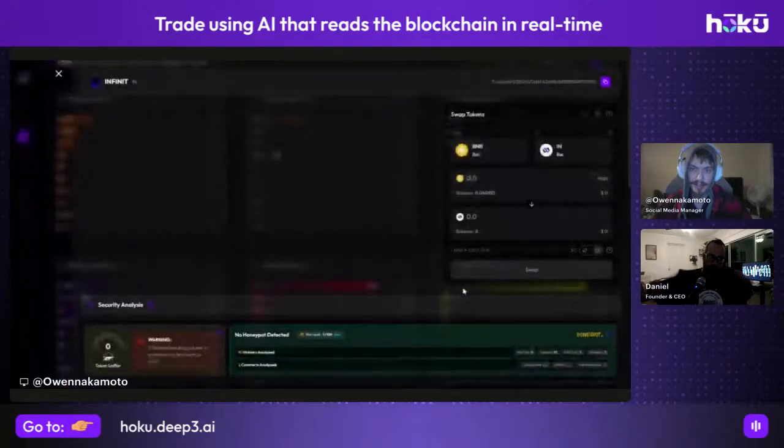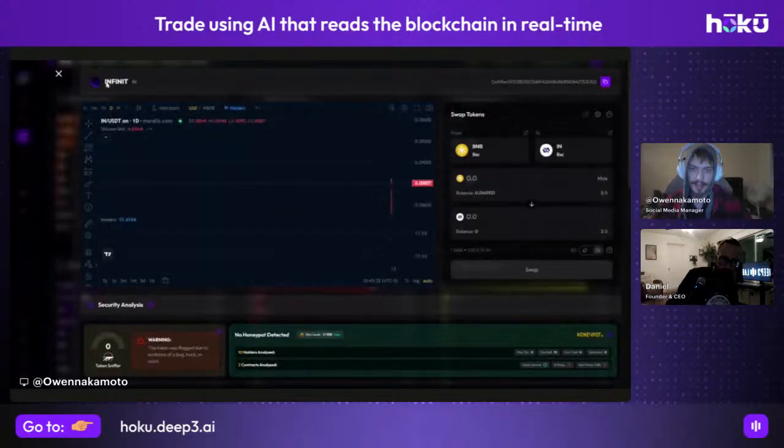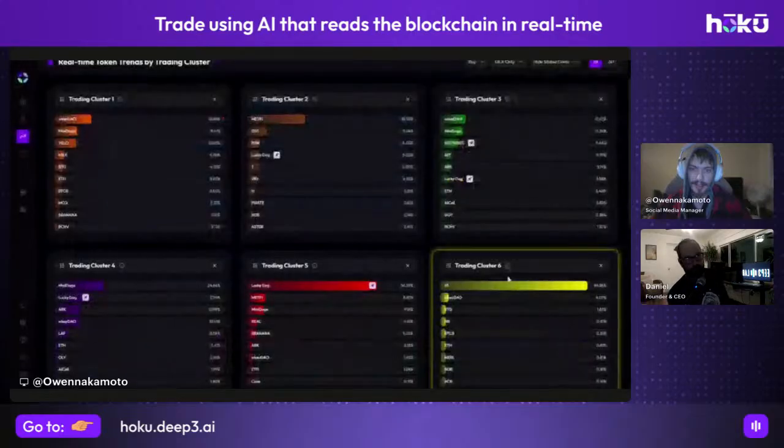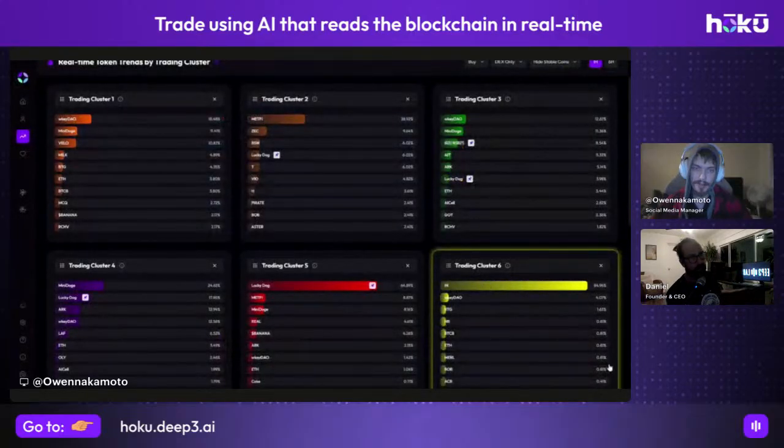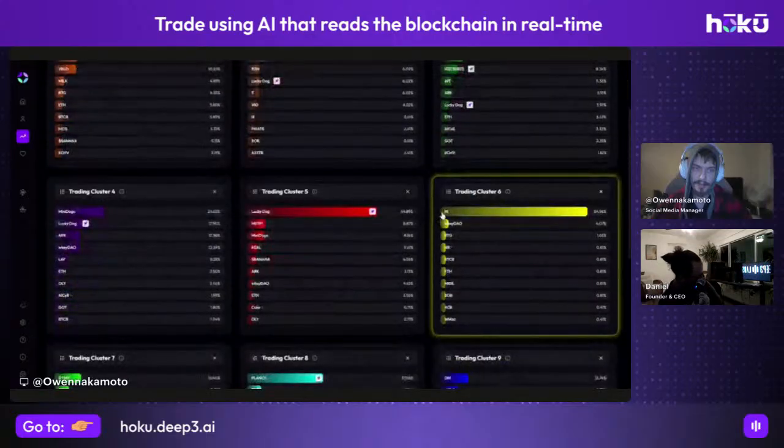But regardless, this Infinite coin, I promise you, has been trending in my cluster since launch. It's because it's my cluster. I noticed it right away. It has dominated, been at the top, number one, 24/7 since the beginning of launch.